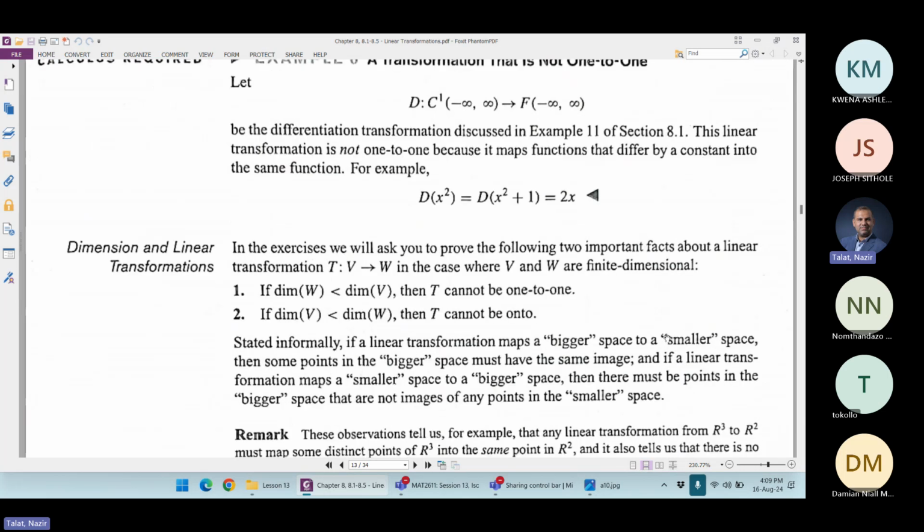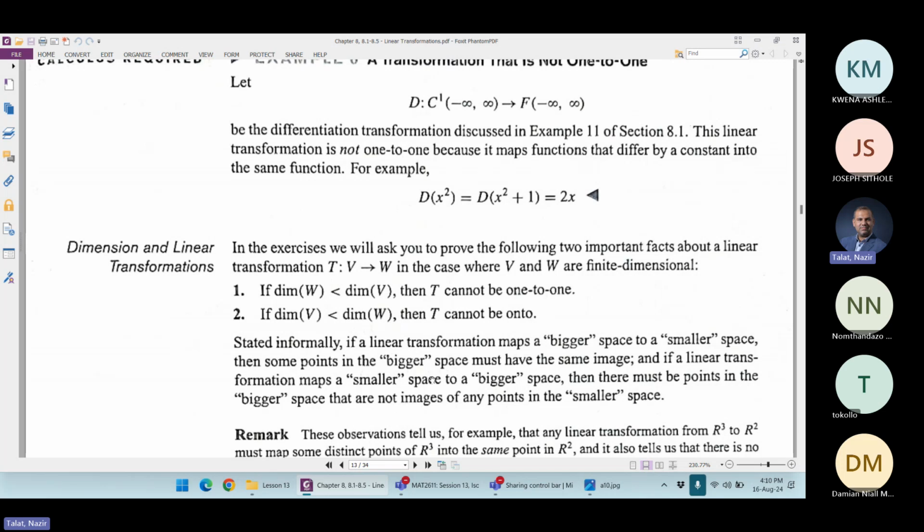Here there is also another result regarding that. If T is a linear transformation from V to W, which are finite dimensional, and the dimension of W is less than the dimension of V, then this operator T cannot be 1-1. And if the dimension of V is less than the dimension of W, then this operator T cannot be onto. So 1-1 and onto are the important relations. It means that if it is onto, then it covers the whole space of W.